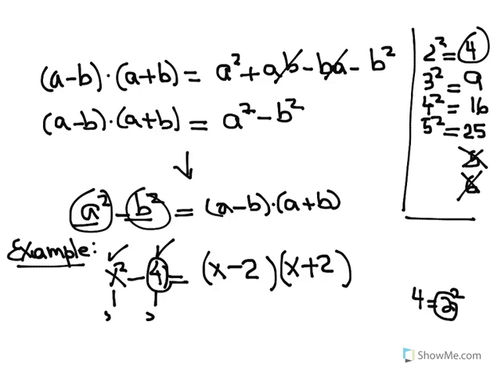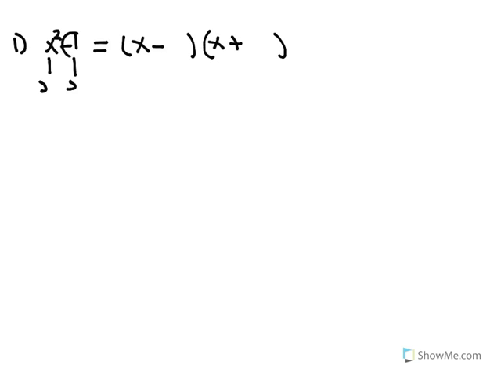Okay? Let's do another example. Let's take x squared minus 1. Okay, so if I want to factor x squared minus 1, this is a square, right? This is a square, right? So the factorization will be x minus, x plus, right? Think about how you get 1. In other words, what's the square root of 1? The square root of 1 is 1. So it's x minus 1, x plus 1.